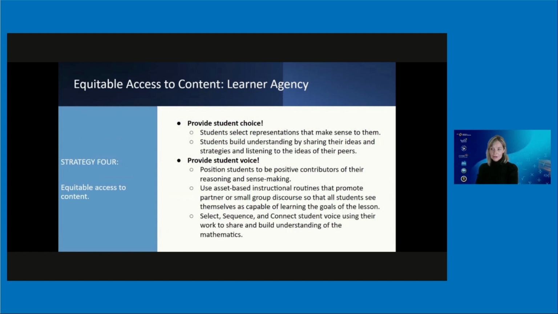So to continue strategy 4, what I also would like for you to note is that in that task and in enriched tasks, we are providing student choice. Students were selecting the representation that makes sense to them. They were building understanding by sharing their ideas and strategies, and also listening to the ideas of their peers. And then because they were doing those things, we also have student voice, positioning students to be positive contributors of their reasoning and sense making.